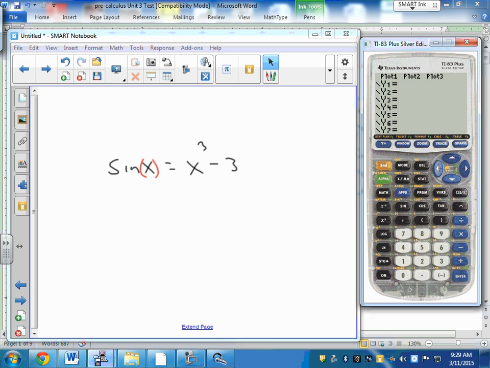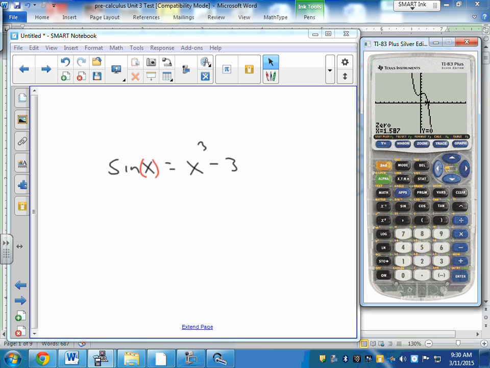The sine function is the second button in the 4th row. Sine of x, you have to close that off, and then move the x cubed over, so minus x cubed, and then move the 3 over, plus 3. There's the picture. It crosses somewhere between 1 and 2. So second, trace 0, left bound 1, right bound 2, and guess.